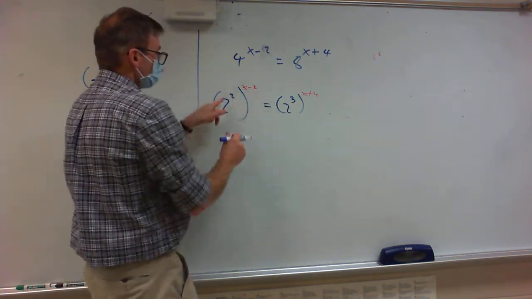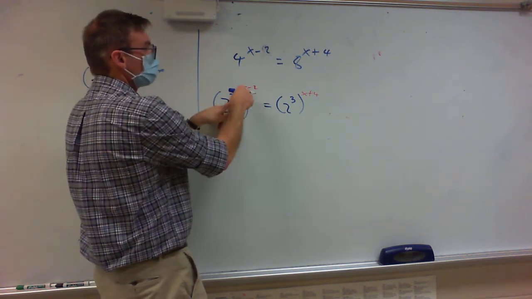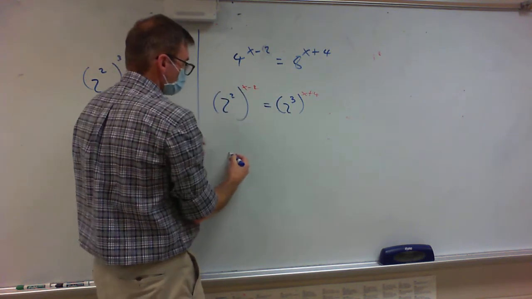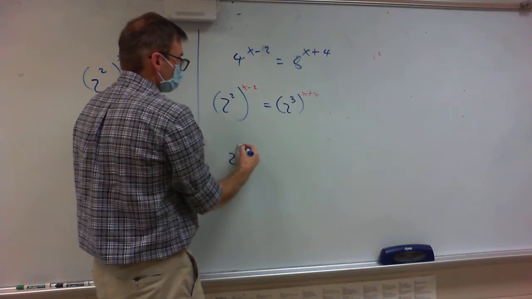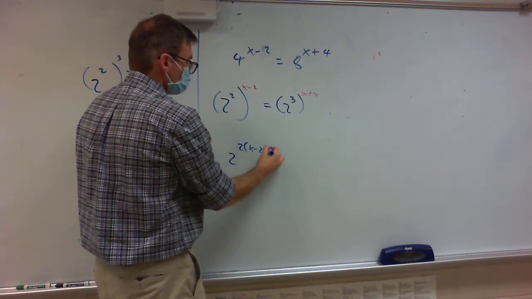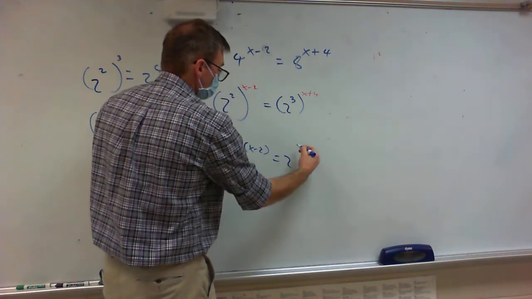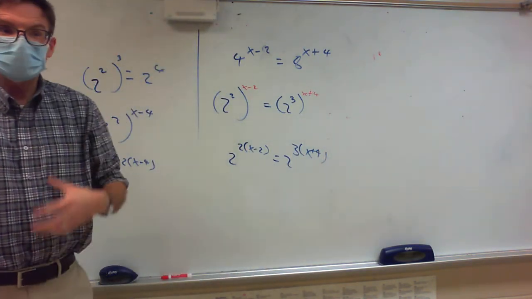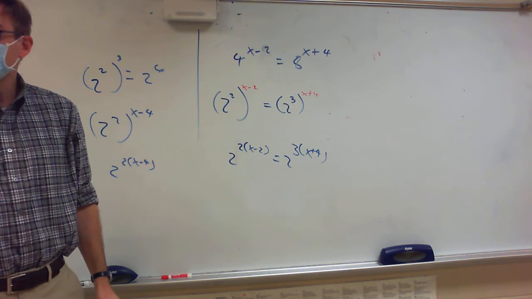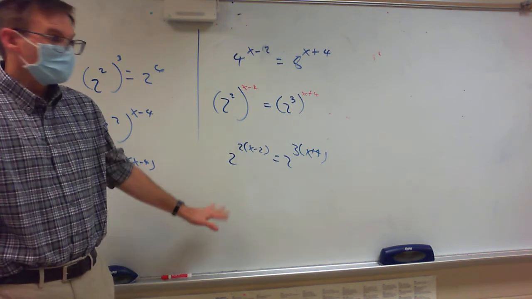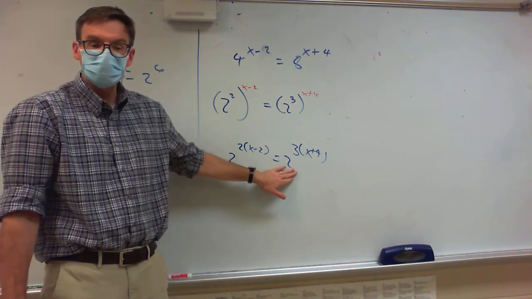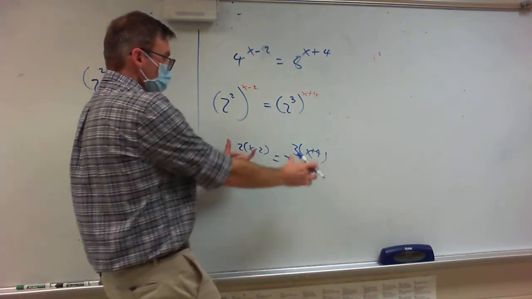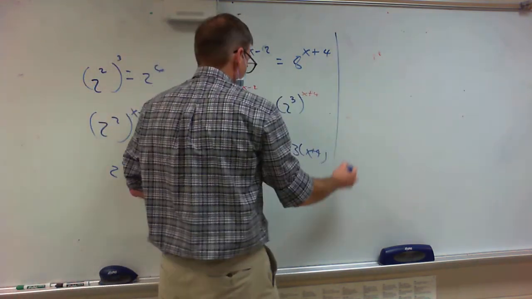And so when I look at this, anytime I have an exponent raised to an exponent, I get to multiply, so this is going to give us 2 times x minus 2 is equal to 2 to 3 times x plus 4. And now do you see we have our simple algebra 1 equation? I have 2 to stuff equals 2 to stuff, and so now I can say stuff equals stuff.